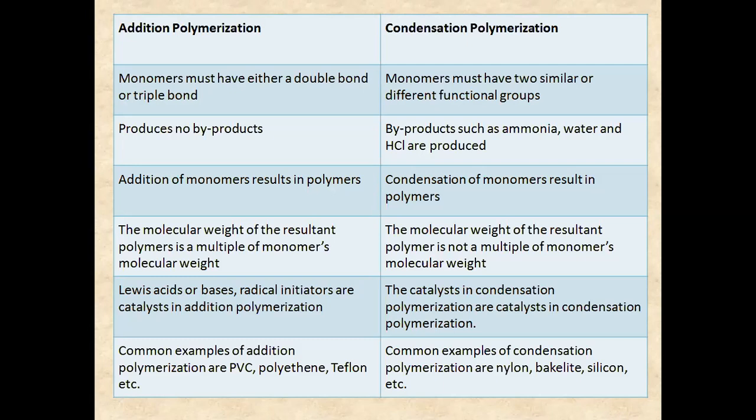Addition of monomers results in polymers. Condensation of monomers results in polymers. In addition polymerization, the molecular weight of the resultant polymer is a multiple of the monomer's molecular weight because it is simple addition. In condensation, the polymer's molecular weight is not a multiple of the monomer's molecular weight. Lewis acids or bases and radical initiators are catalysts in addition polymerization, while in condensation polymerization a catalyst is used in the condensation reaction. Common examples of addition polymerization: polyethylene, PVC, Teflon, CF2. Common examples of condensation polymerization are nylon, bakelite, silicone, etc. That is all about addition and condensation polymerization.